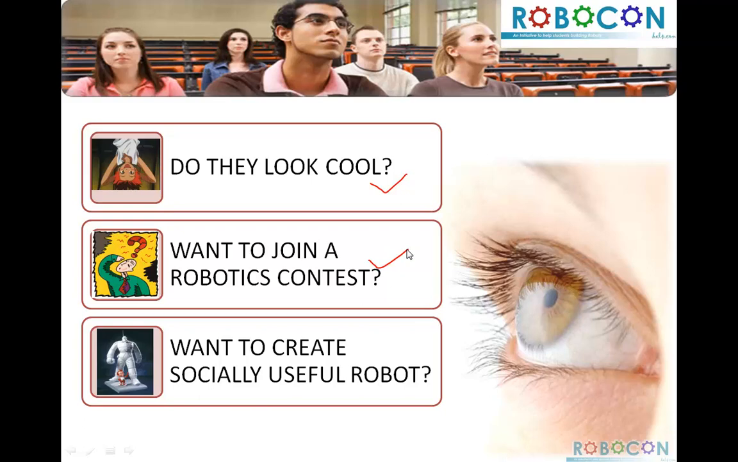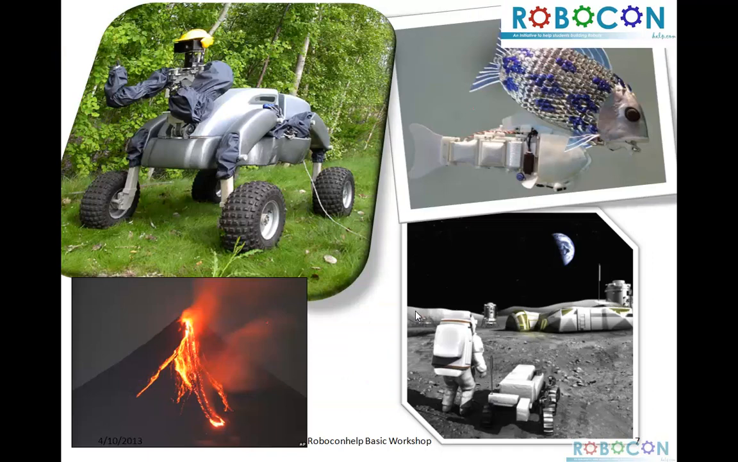Name, fame and glory is easily available there. Or you are an enlightened innovator and you really want to create some socially useful robots. Now when we say socially useful robot, we actually mean robots which are being used, or which can be used, for the benefit of society or humans at large.